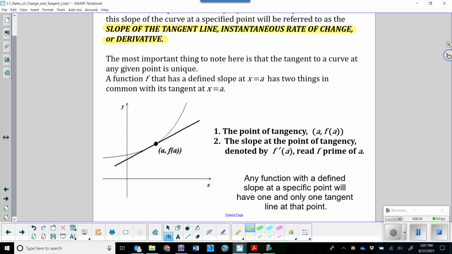So the tangent line at a curve is unique. There's only one tangent line at any specific point to a curve. And if we look at this figure, we would say that the point of tangency is the point A, f of A, of course A being the x value and f of A being the y value. So we say that that point is the point of tangency, and the slope at the point of tangency is written f prime of A. That's how we read it, f prime of A, and it's written f with the prime symbol of A. And that is really important, and there's only going to be one tangent line at a point.